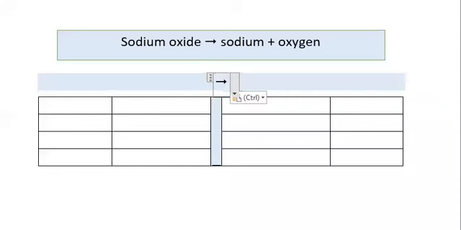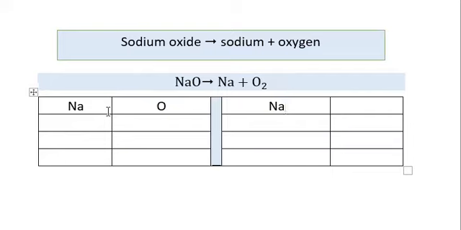Right, so sodium oxide, sodium is a metal, Na, and oxygen, which gives me sodium on its own, plus oxygen. Oxygen is a diatomic molecule, so it will receive O2. Right, let's balance this equation because it doesn't look balanced.